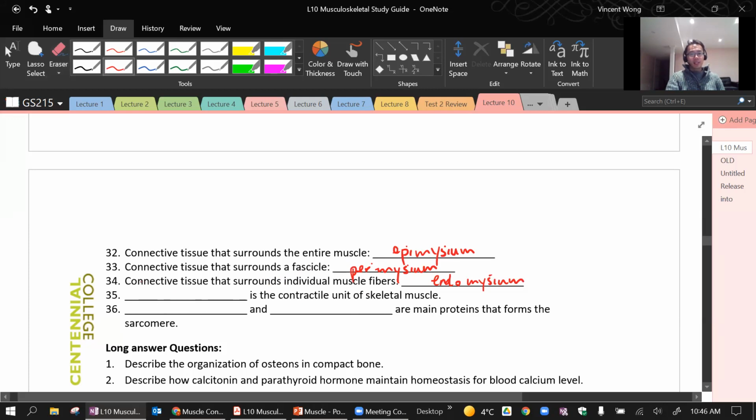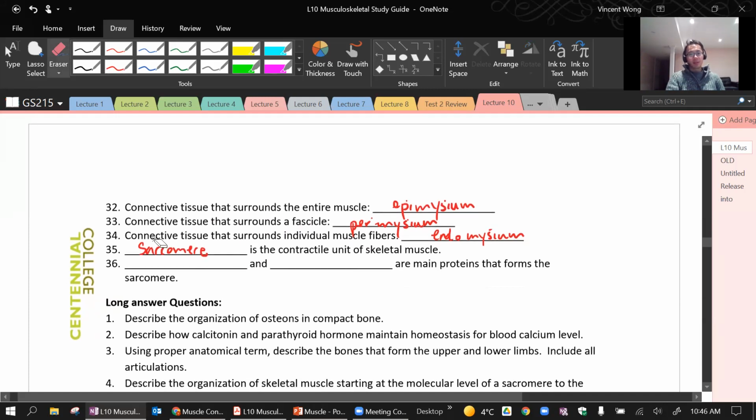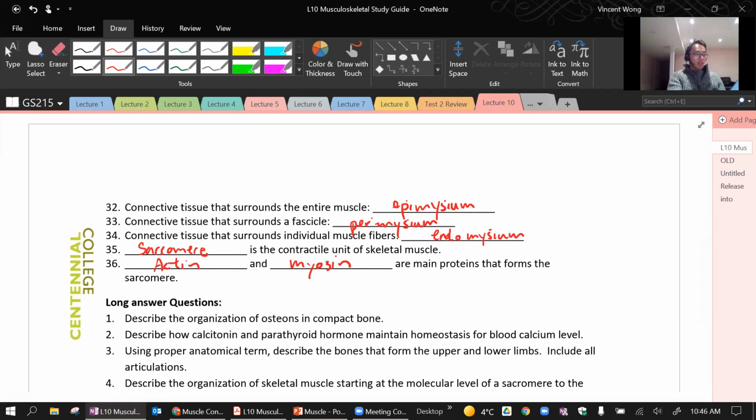Contractile unit of the skeletal muscle is the sarcomere, okay? Or the myofibrils, but the myofibrils are made up of the sarcomeres. And the 2 main proteins are actin and myosin. Okay, that is that. That is all.